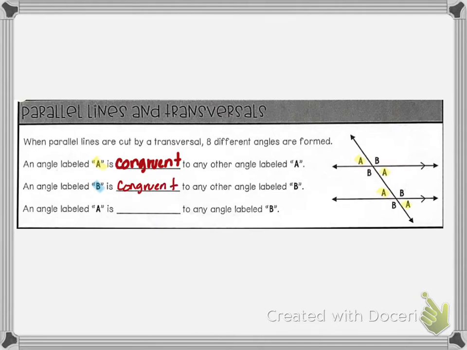The angle labeled B, so let's highlight that in blue, is congruent to any other angle labeled B. So all of those blue angles are the same because congruent means that they are this equal value, the same value.